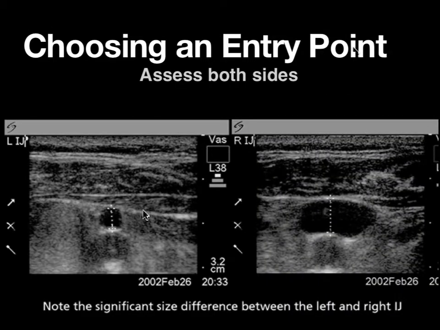Don't forget to look at both sides. Here we've got the left internal jugular vein on the patient. Here's the right internal jugular vein. Which one would you rather approach? Obviously, you'd want to take the right internal jugular vein because it's much larger. Both of them are free of thrombus. Both of them had a nice straight course, so there were no other confounding issues. But looking at the size, this would be the preferred target here.